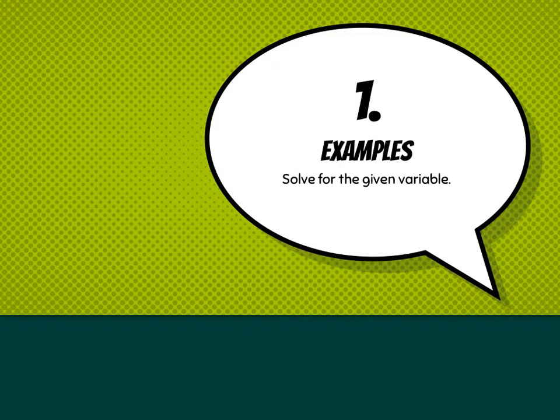Let's try some examples. Solve for the given variable. 3n minus 40 plus 2n equals 15. The first step is to distribute, but there are no parentheses, so we can just skip that. The second step is to combine like terms. Let's look at the different terms we have. We have a positive 3n, we have a negative 40, we have a positive 2n, and then we have 15 on the other side of the equal sign.